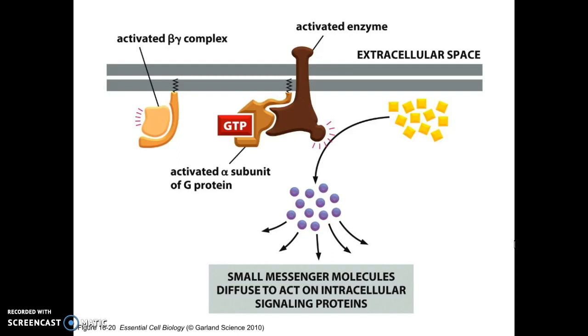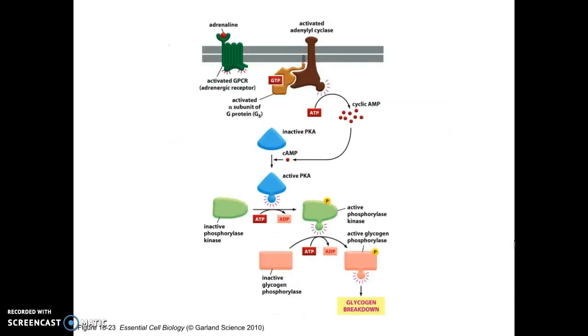So it doesn't have to be the beta gamma opening up a potassium channel. We talked a second ago about the G alpha subunit, when activated by being bound to a GTP, can cause an enzyme to be activated, maybe changing an inactive form to an active form, or some sort of intracellular messenger system. An example of that is the cyclic AMP system.